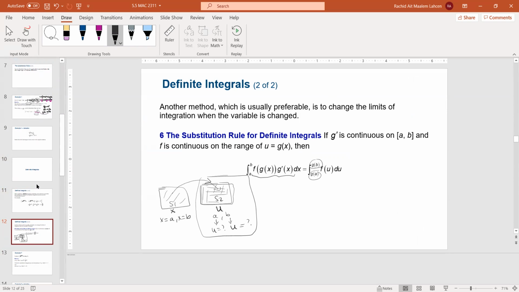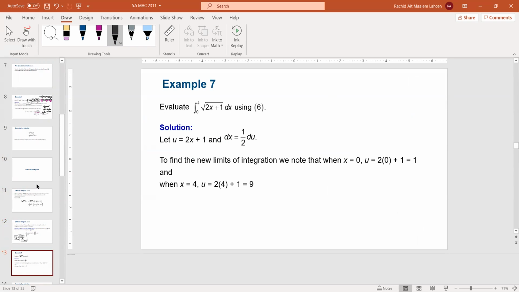Right there. If we use this, then we will need to change the upper and lower limits. So let's do this first. If you let u be 2x plus 1, then du/dx is going to be 2. So du is 2 dx. And the problem here is we don't have a 2, we just have a dx. So we need a 2 dx. So before we do this, let's show it.